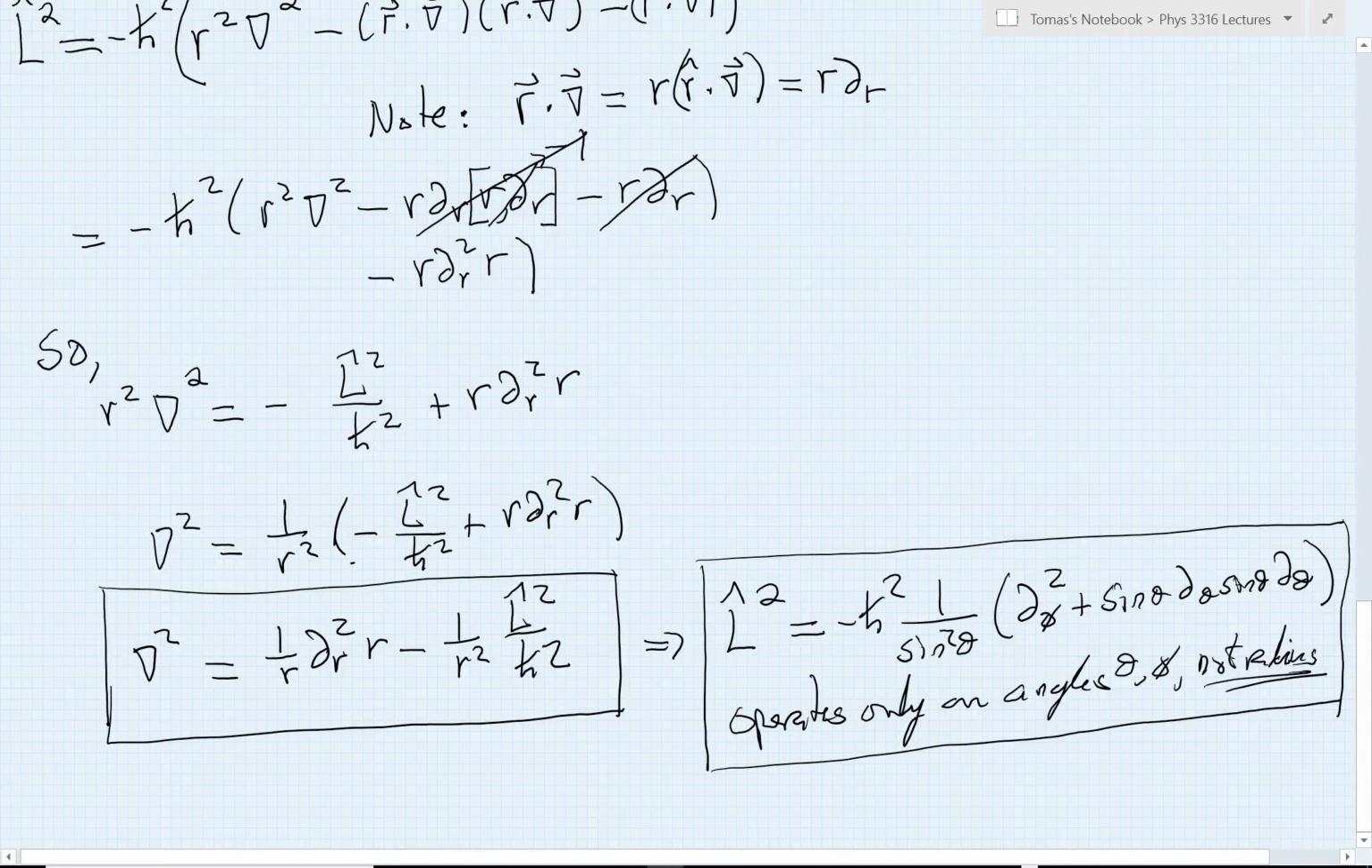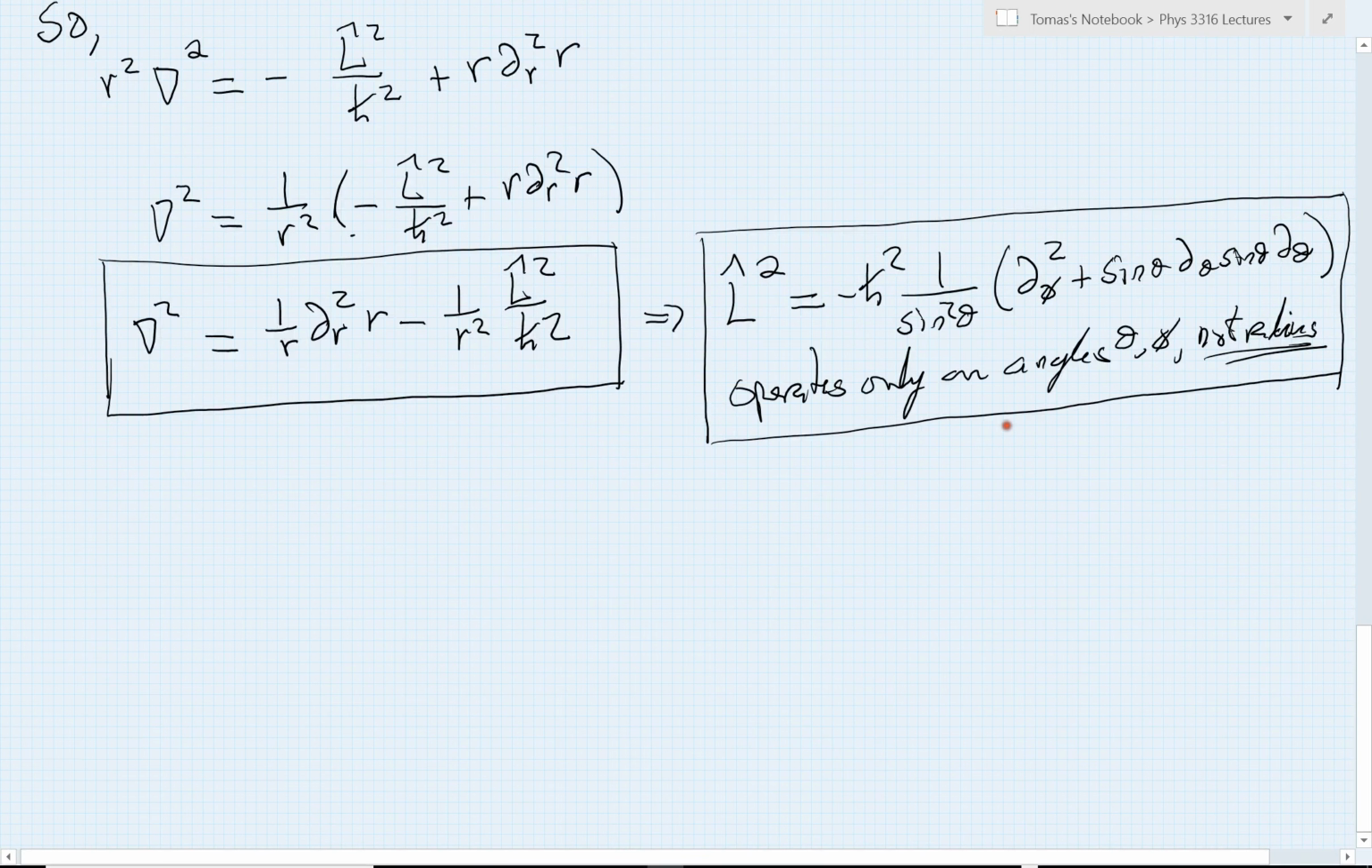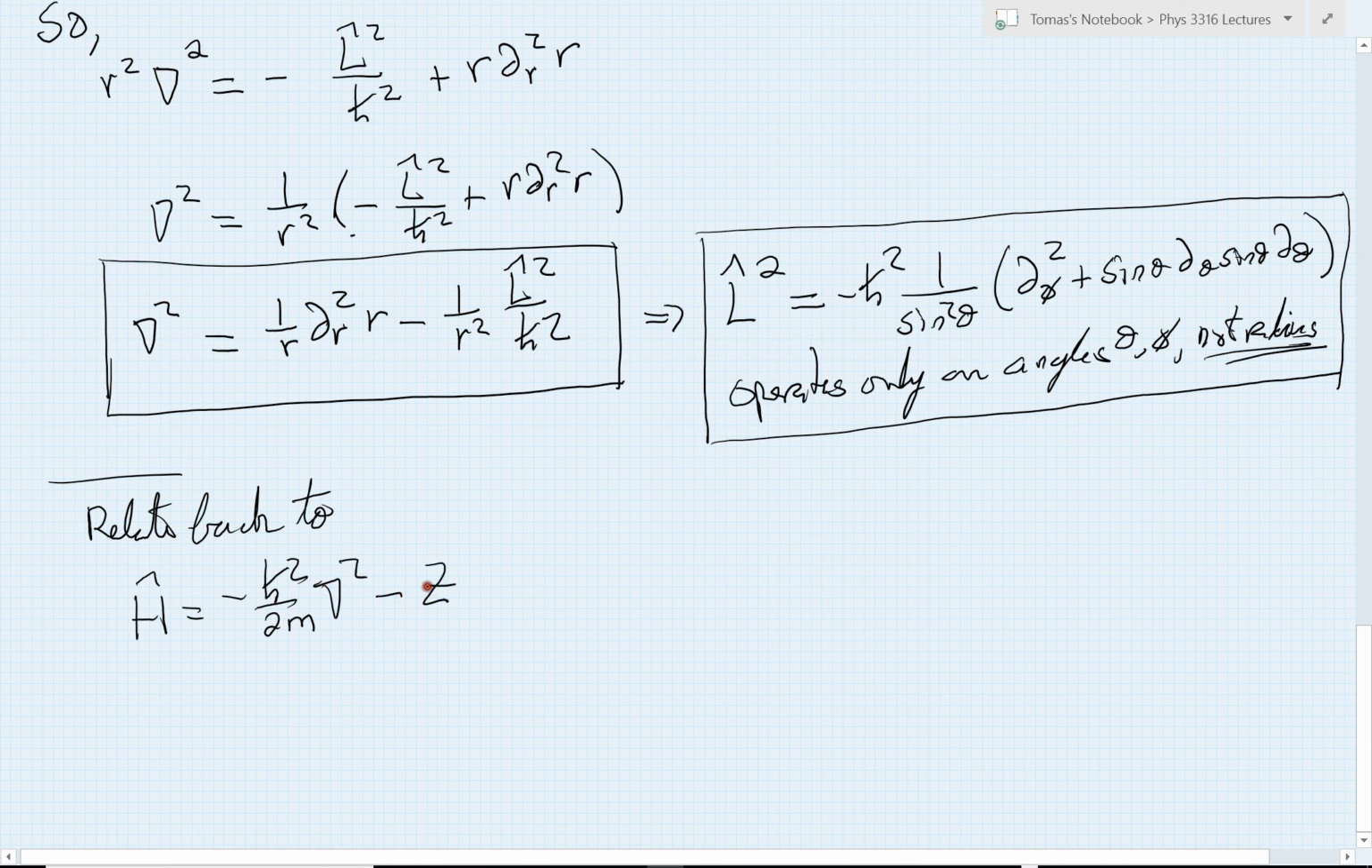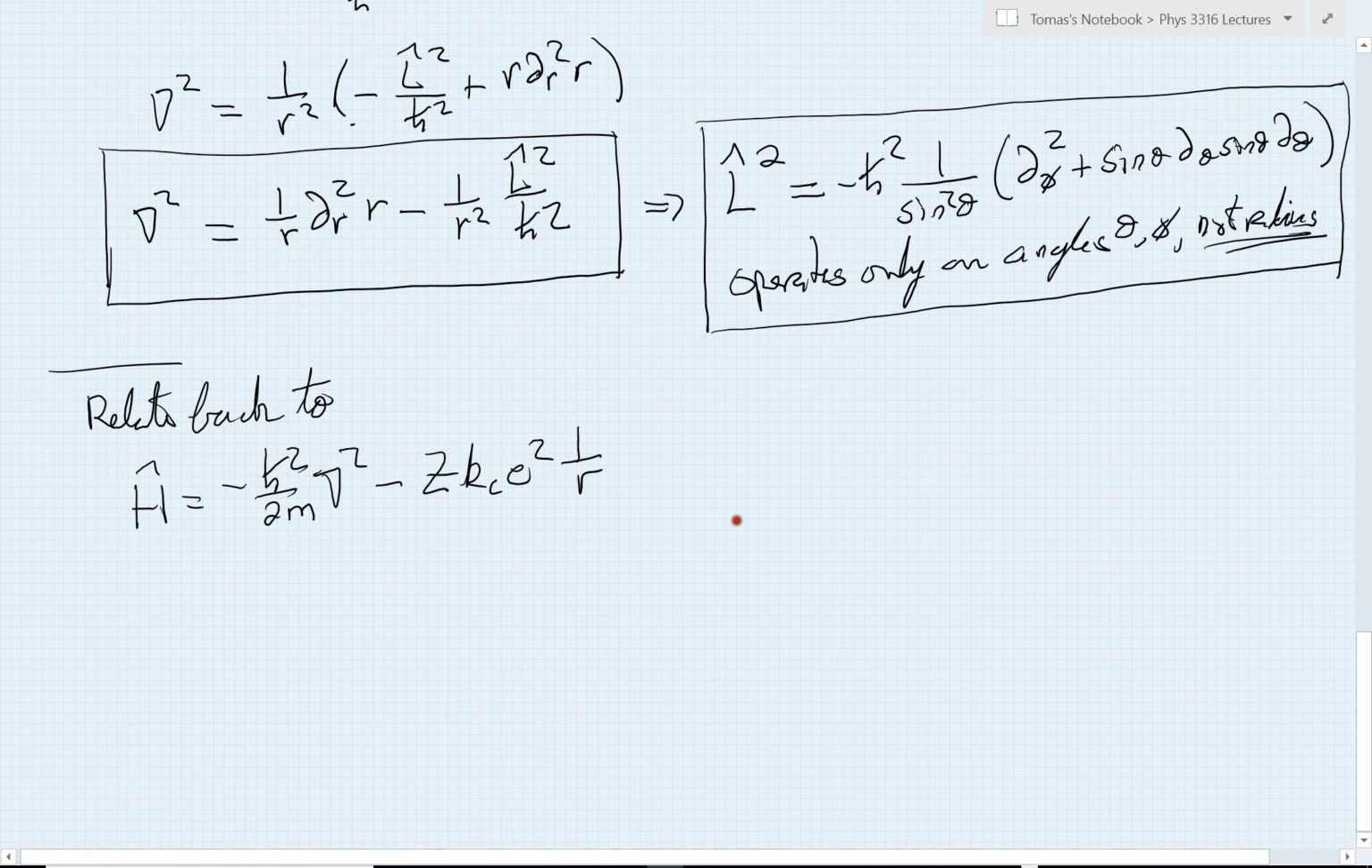So we can see here that after a lot of hard work, we finally have the del squared operator. And that's beautiful because now we can finally relate back to the Hamiltonian. Because the Hamiltonian itself is minus h bar squared on 2m times the Laplacian operator. And then, of course, we also have the potential pieces that we've been looking at. And so now we can substitute this new hard-won expression in for del squared.